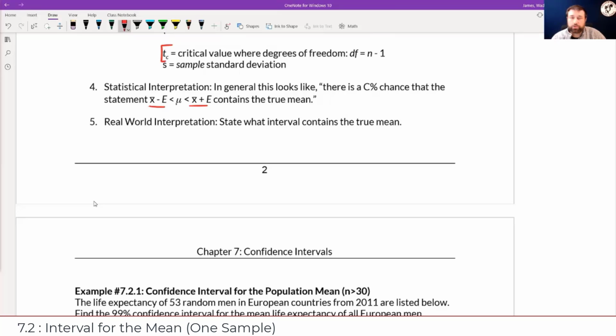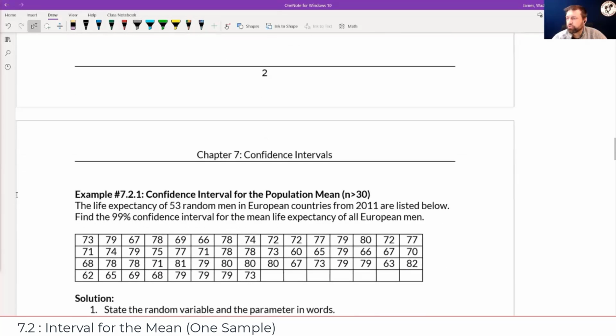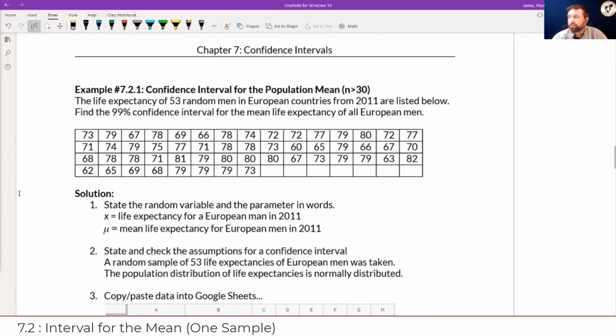And so then what we do is we make a statement saying there's a 95% chance that this interval contains the population mean, the true mean of the population. Okay, so here's an example. We've got 2 examples to go through, and then we're done. And then that's it for this section.